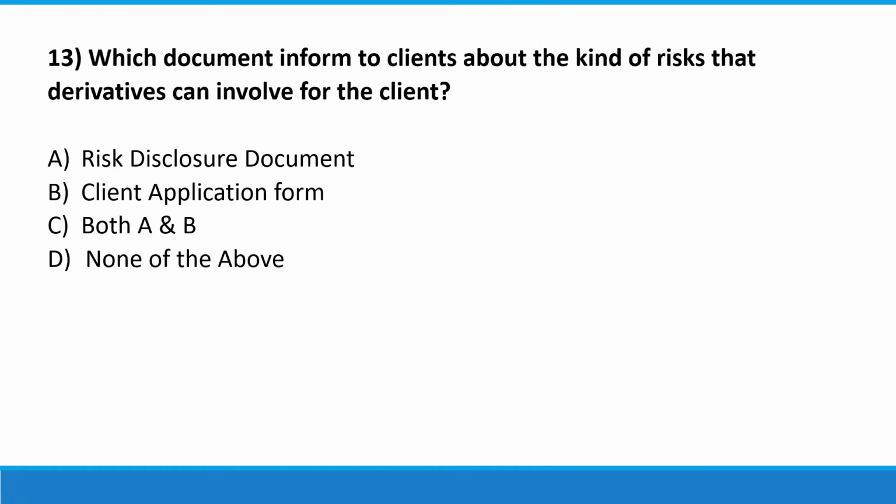Next question. Which document informs clients about the kind of risk that derivatives can involve for the client? Option A, risk disclosure document. Option B, client application form. Option C, both A and B. And option D, none of the above. The correct answer is option A, risk disclosure document.